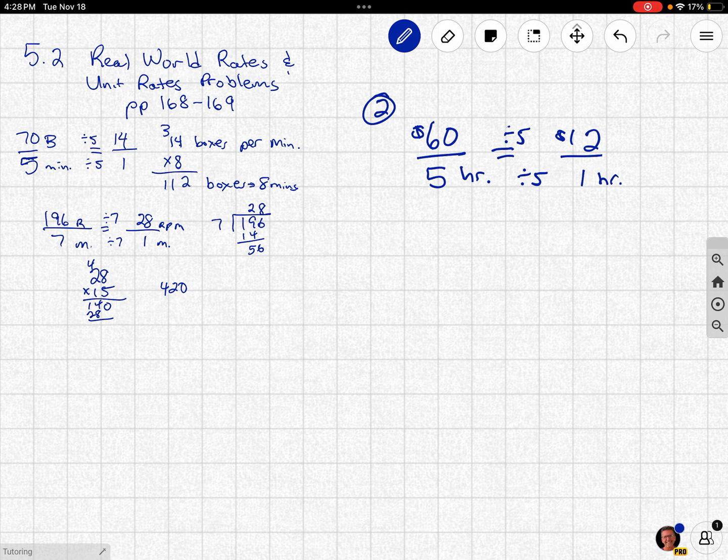For part B, at this rate, how much will Megan earn if she babysits for 14 hours? Well, at $12 an hour for 14 hours, we can just multiply 12 times 14. I can do that in my head, and it's 12 times 10 plus 12 times 4. And so she would earn $168 for babysitting for the 14 hours. All right, that's it.